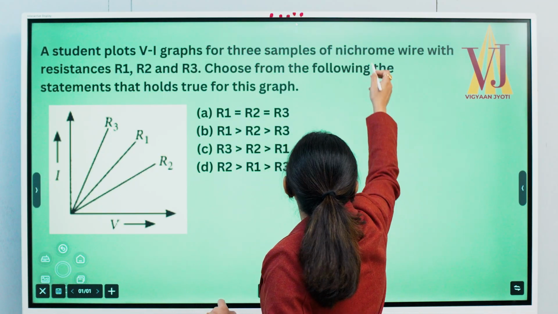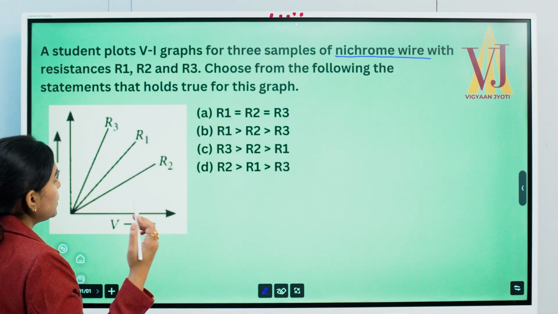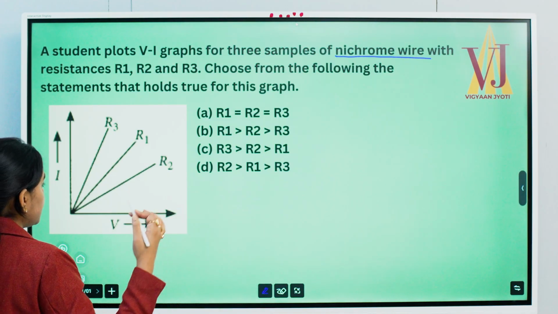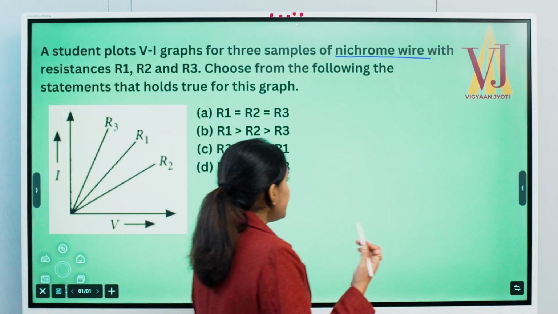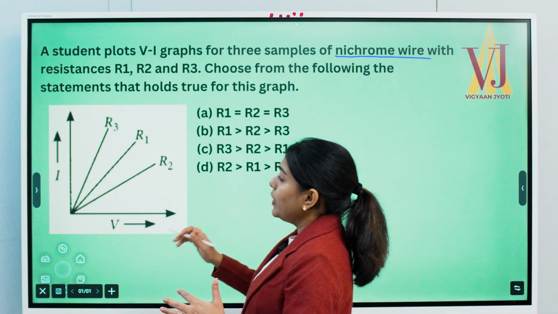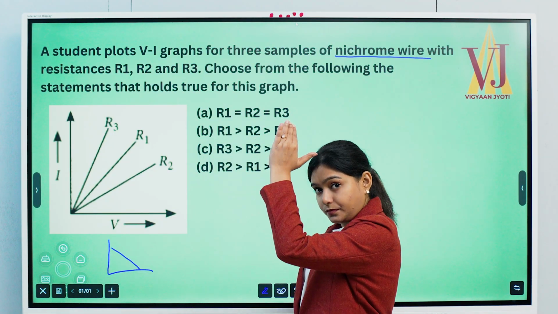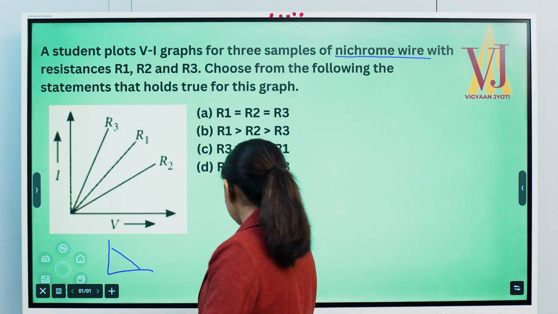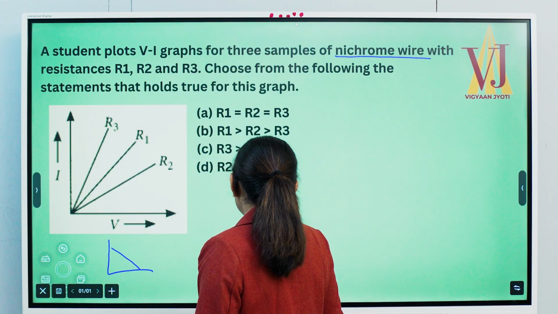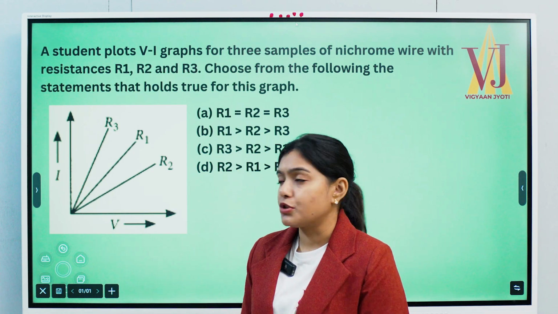Now see, this is nichrome wire with resistance R1, R2 and R3. Choose from the following statements that hold true for this graph. My V is increasing and my I is increasing. This is something we know. We did not get any graph like a flat one; we got a steep slope. Why did we get a steep slope? Because we know that they are directly proportional.